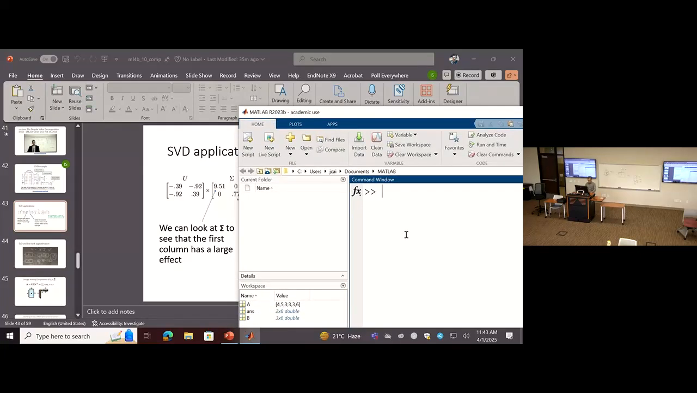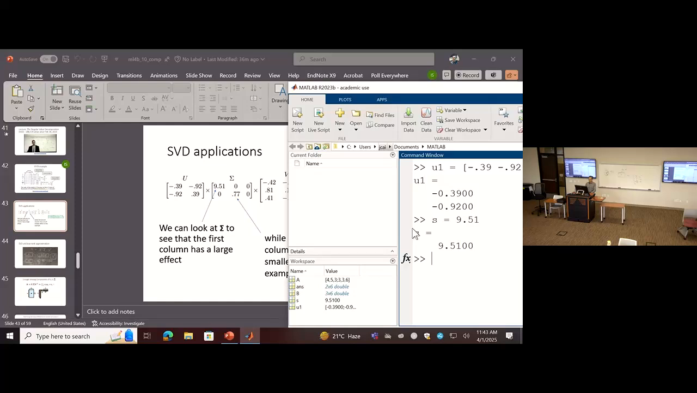So I want to use the first component. U1 is negative 0.39, negative 0.92. Okay, this is my first. My sigma is the value 9.51. And the last, V1, it's negative 0.42, 81.